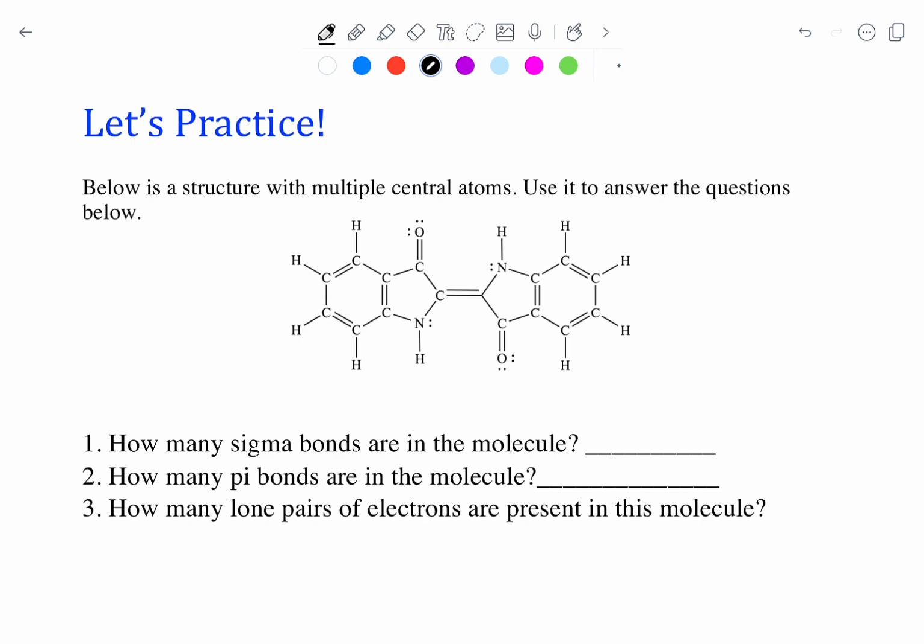Whether you're using slashes, I've had some students who have gone through and counted this way where they use slashes, others who use highlighting. However way you can keep track of these multiple sigma and pi bonds, go for it, okay? So take a second, pause your video, determine the number of sigma, pi bonds, and the number of lone pairs.